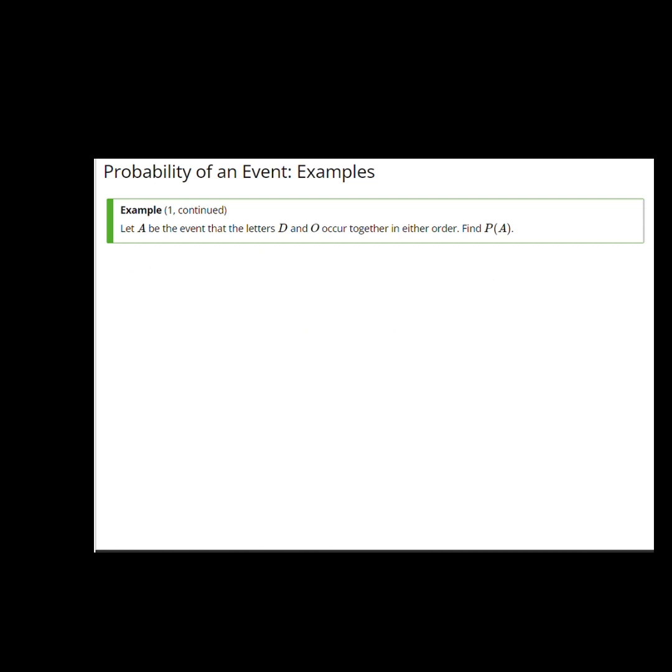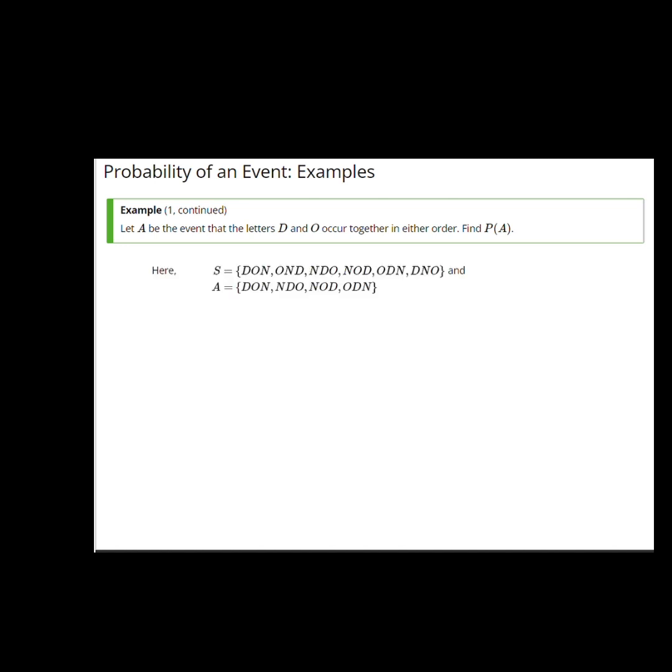Probability of an event. Examples. In example 1, a random experiment consisted of generating one of the 6 random permutations of the letters DON. So the sample space has 6 points in it, the 6 possible permutations. Suppose A is the event that the letters D and O occur together in either of the 2 possible orders. Find the probability of A.